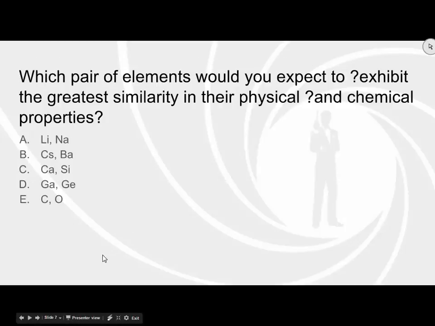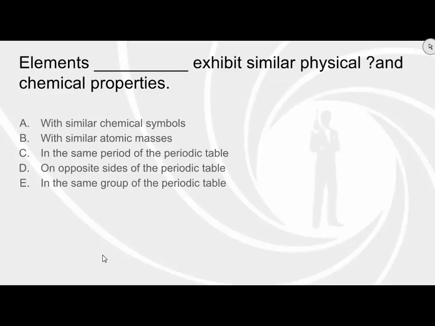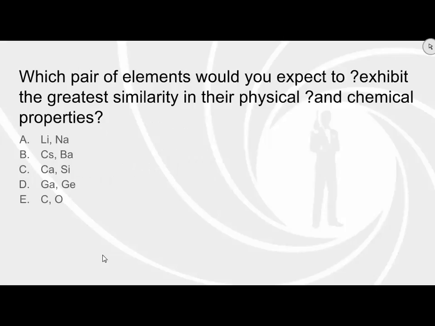Next question. Which pair of elements would you expect to exhibit the greatest similarity in their physical and chemical properties? Remember what we just learned. Things in the same group, or columns, are going to have similar properties. So we want to find a pair that is in the same column on the periodic table. Take a minute to look up your elements and figure out which one is the correct answer. The answer should be A, lithium and sodium are both in the first column.